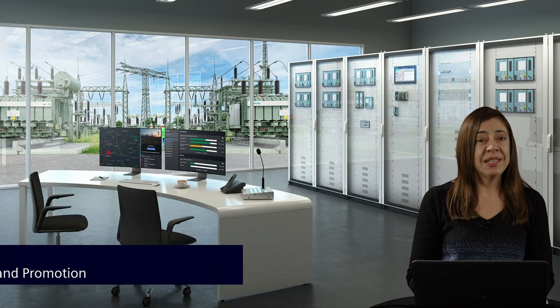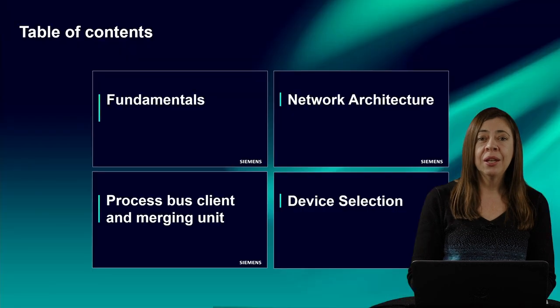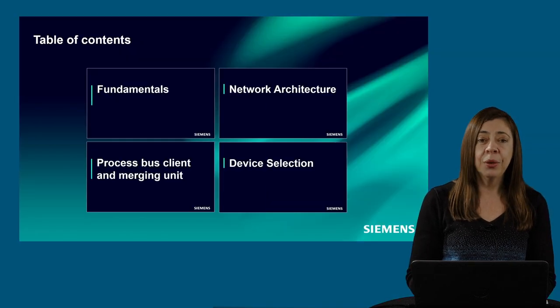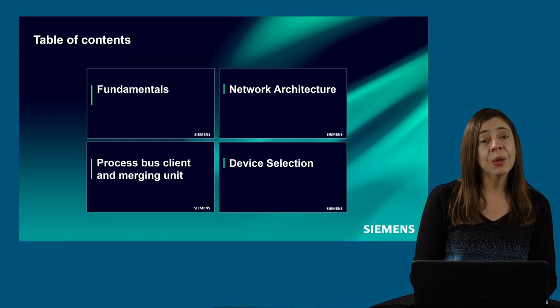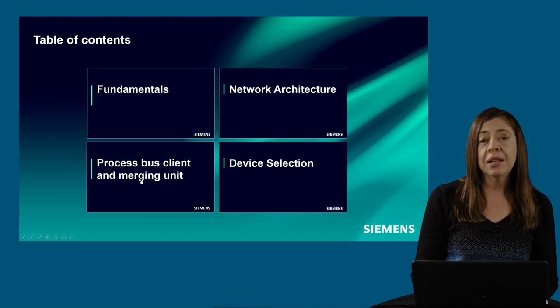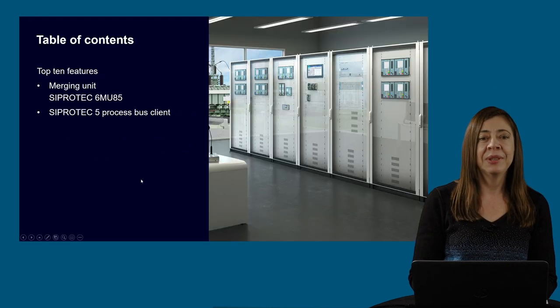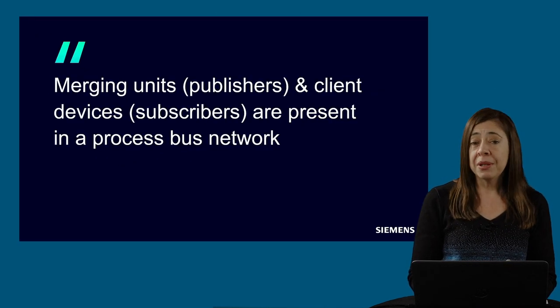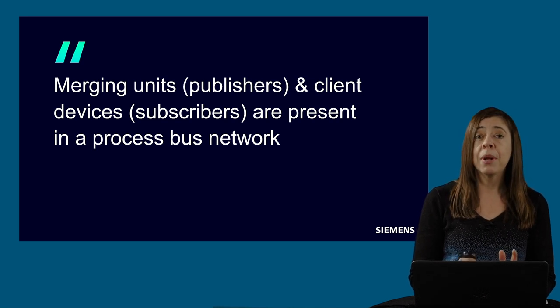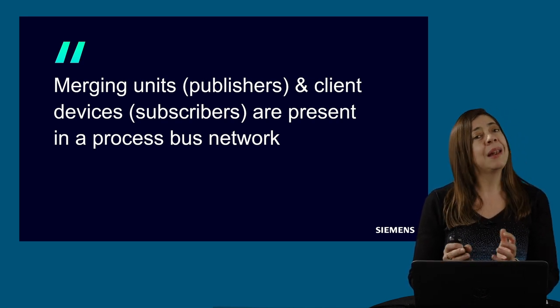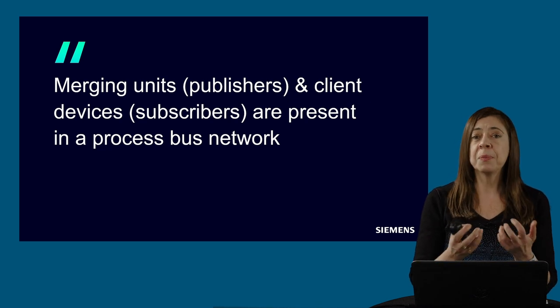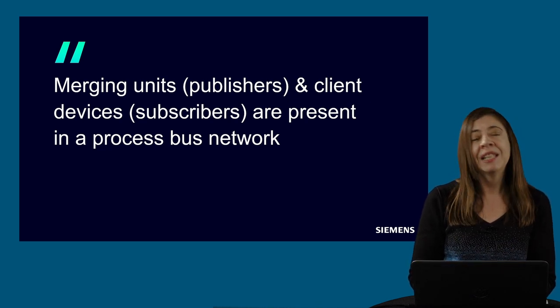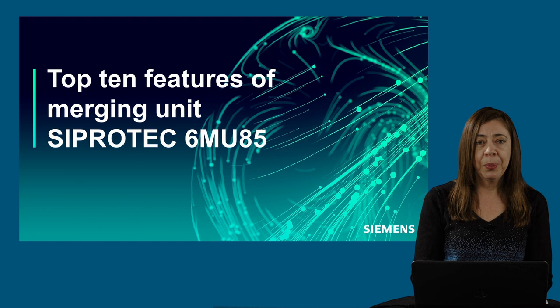My name is Yelitza Rojas, and today we will see the third part of the videos based on the Process Pass client and merging units. So remember, in a Process Pass network, you will find merging units, which are the publisher devices, and client devices, which are the subscribers of the information in the Process Pass network.